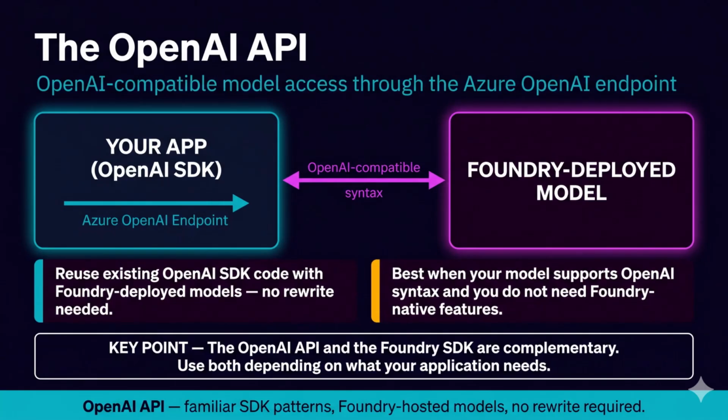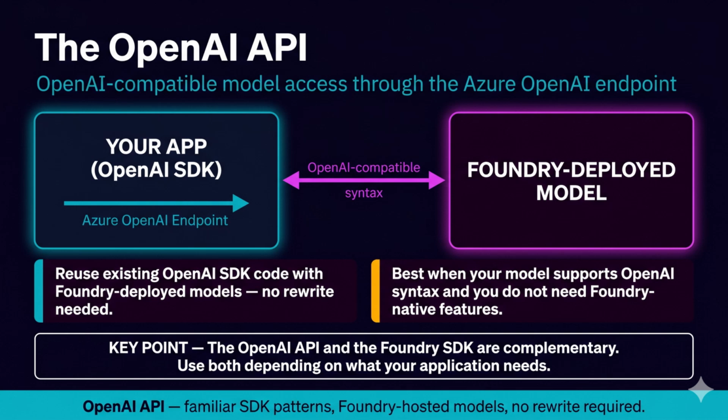The second SDK layer is the OpenAI API. Now you might be wondering, if we are building on Azure with Foundry, why would we use the OpenAI API? The answer is flexibility. When you deploy models in Foundry that support OpenAI syntax, you can access them through the Azure OpenAI endpoint using standard OpenAI SDKs. This means that if your team has already built application code using OpenAI SDKs for Python, Node, or another language, you can point that same code at a Foundry deployed model without having to rewrite the integration.